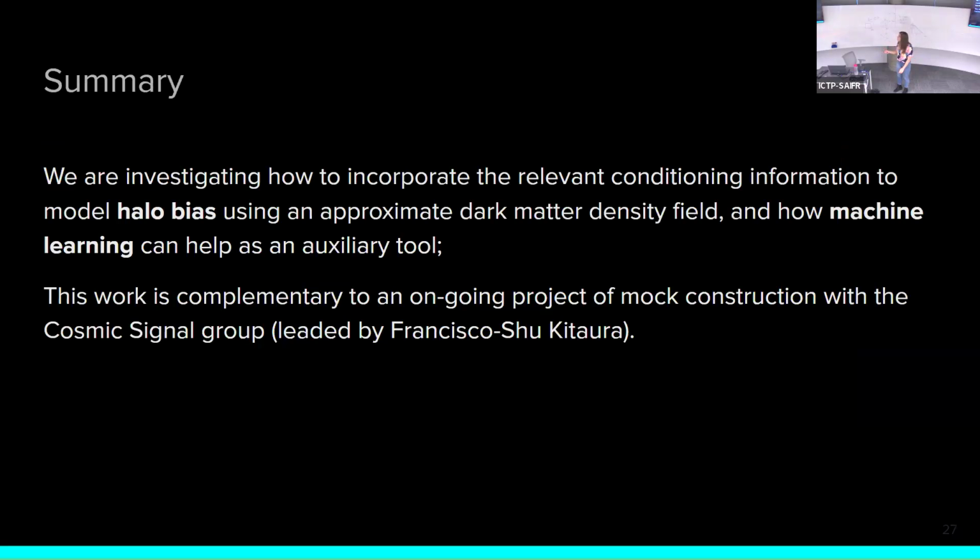Just as a summary, we've been investigating how to incorporate this relevant information to model the halo bias using the approximate dark matter density field. And the idea is to use machine learning as an auxiliary tool, because as I said, there are other people in the group with different methods and different approaches. And yes, I think that's it. I think it's enough for the time.